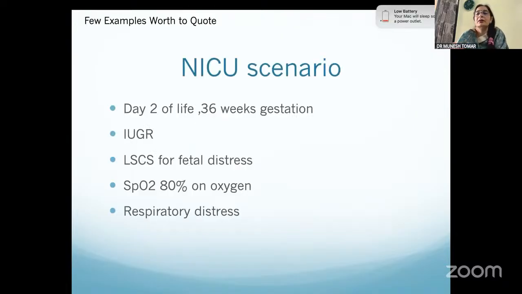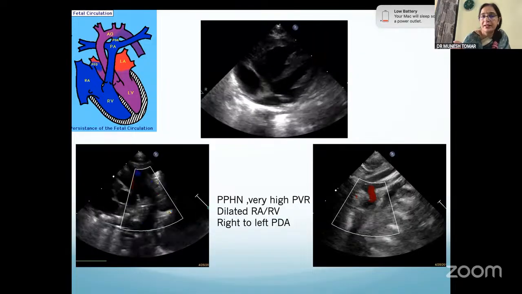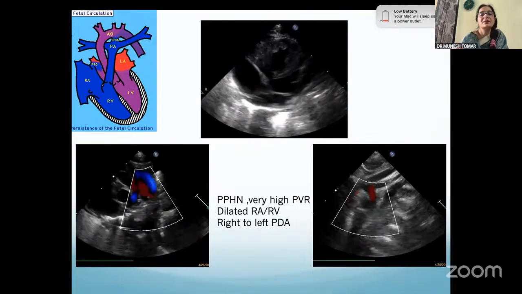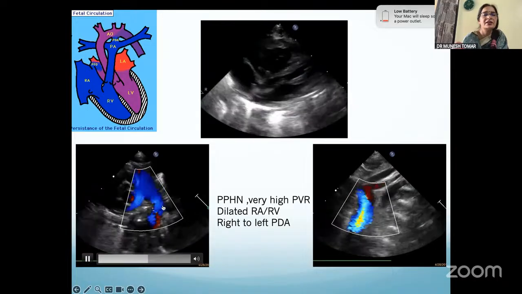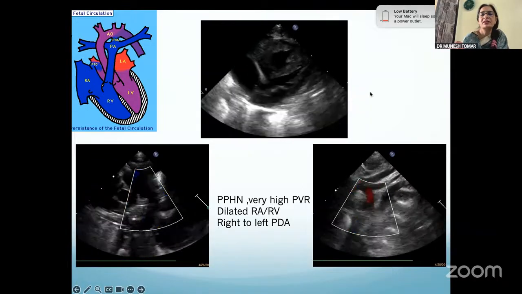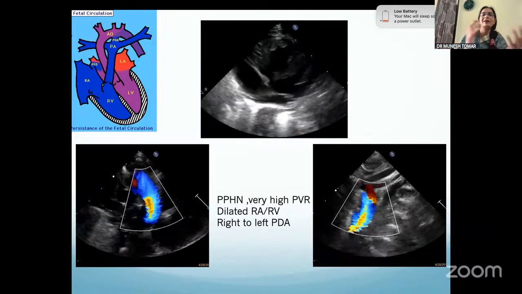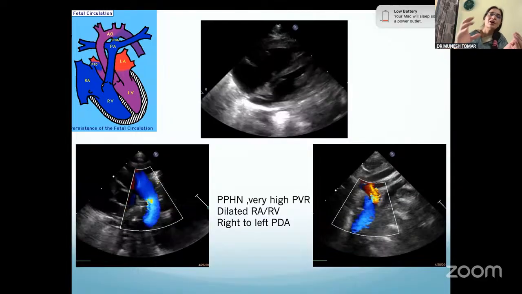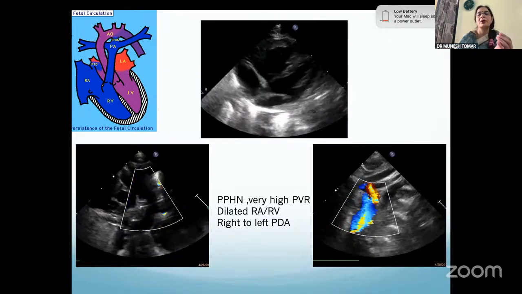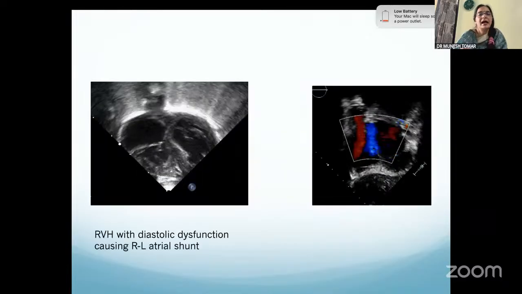So there are a few case scenarios I would like to share with you. This is a 2-day-old baby, 36-week gestation, IUGR, LSCS for fetal distress, and the saturation was 80% on oxygen. For respiratory distress, I was called for echocardiography. And what is there? This is PPHN. So this is torrential PDA shunting right to left. The baby was on HFO for the respiratory issues. And this is isolated PPHN. So echo will tell you what you are dealing with, and you can obviously optimize your medication according to the underlying cardiac condition, and the baby stabilizes.